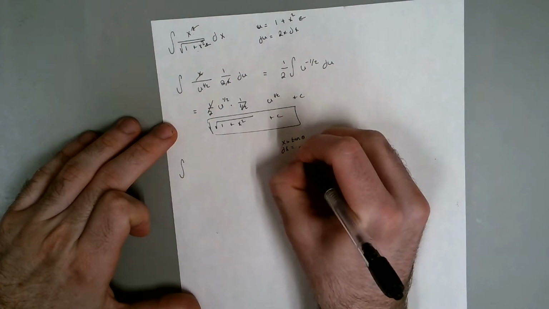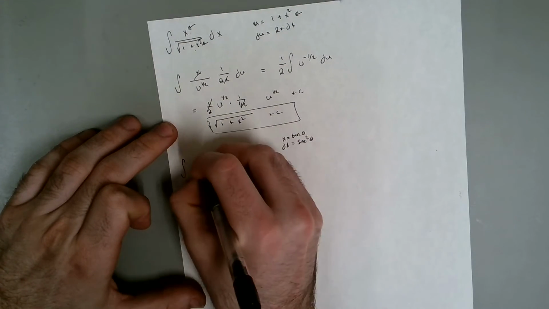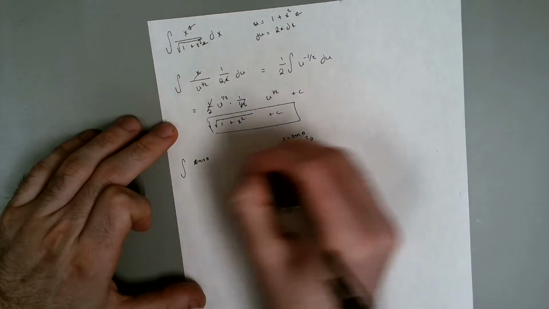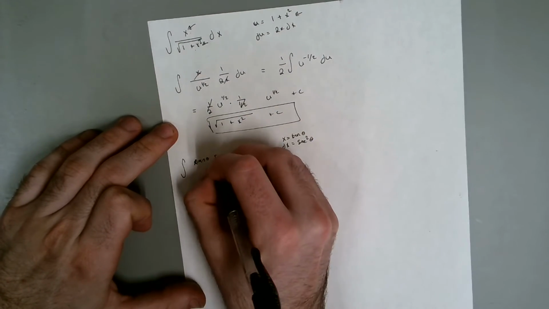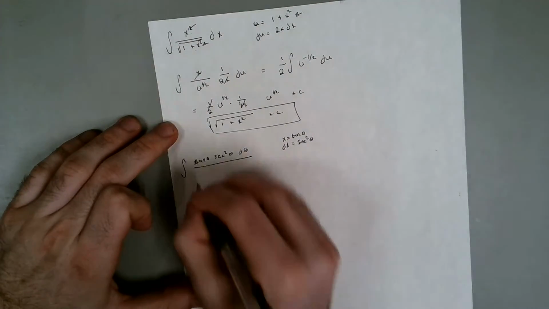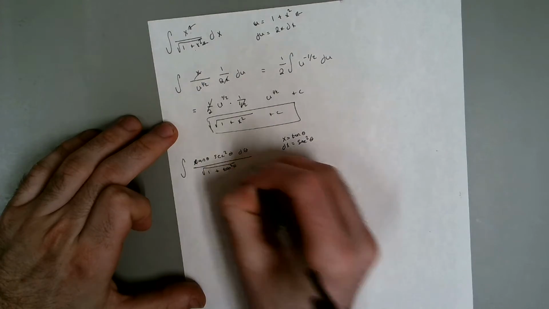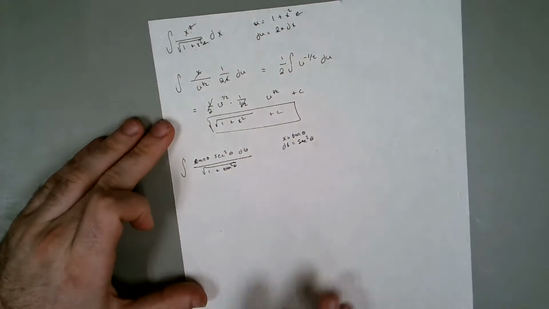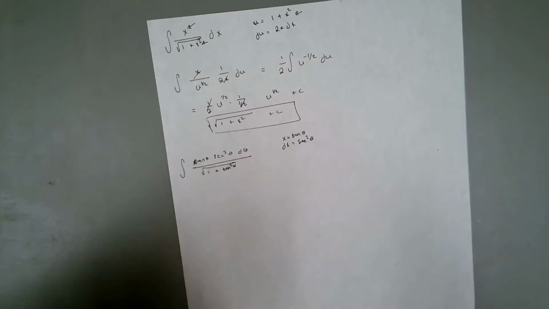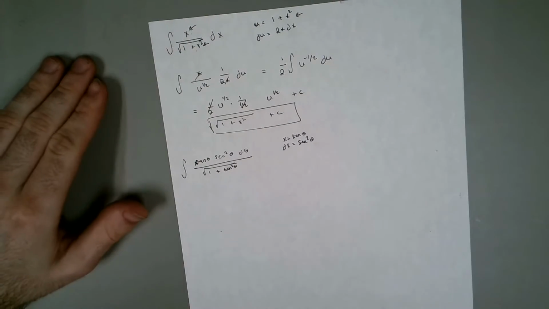Dx is going to be equal to secant squared theta. So we're going to get x equals tan theta, right? And then we're going to get our dx is equal to secant squared theta d theta, right? Then we're going to get 1 over the square root of 1 plus tangent squared theta. Now, we need to use our trig identities here, right? The 1 plus tangent squared theta evaluates to secant squared theta, and then that square root of the secant squared theta will make it a secant theta.